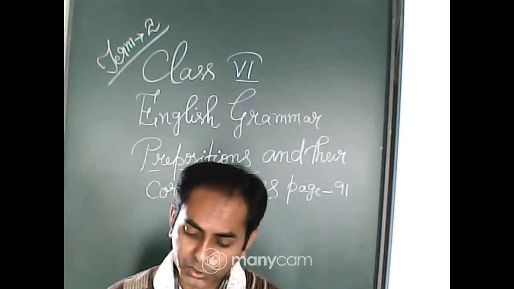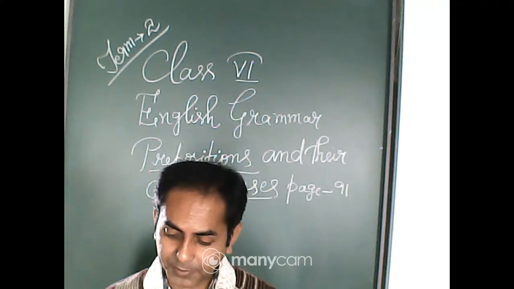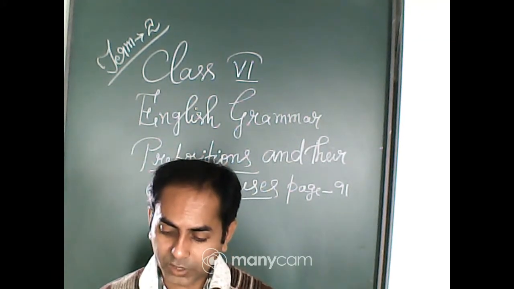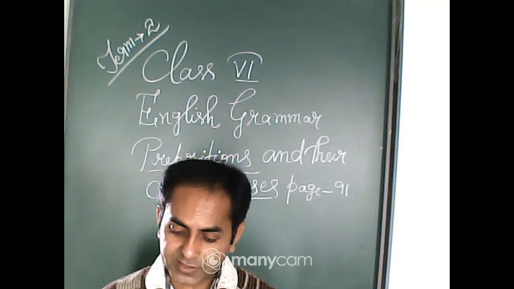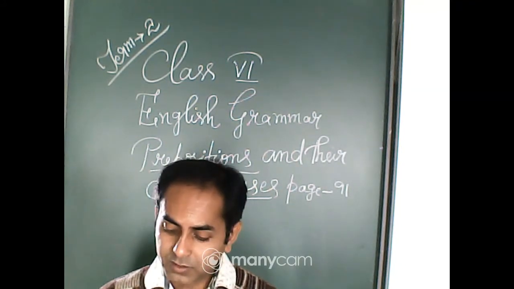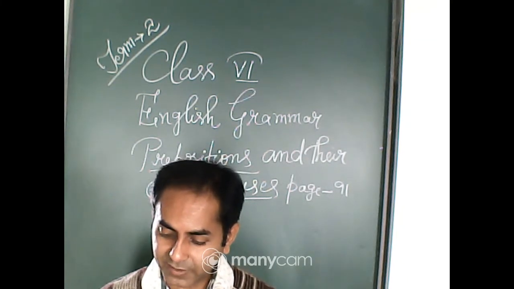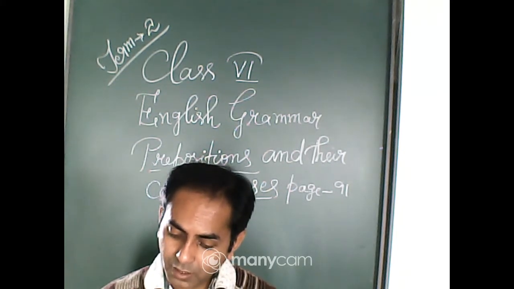"He was born on 25th December 2000." The preposition on indicates a date. "He was born on Monday." Here on indicates the day. These things are very easy and we normally use them, so we are quite acquainted with these things. "Men hunted animals in ancient times."